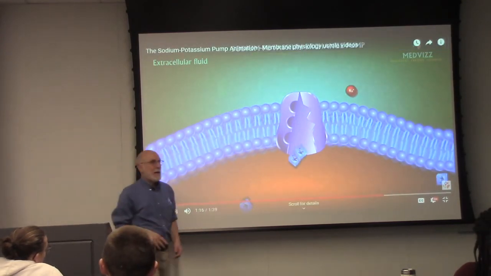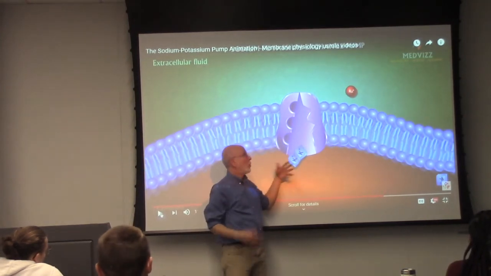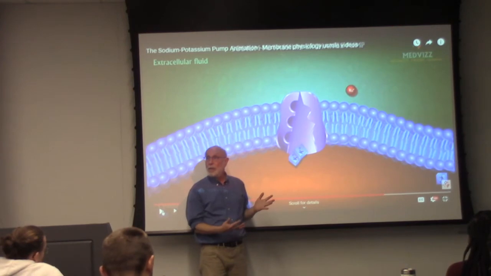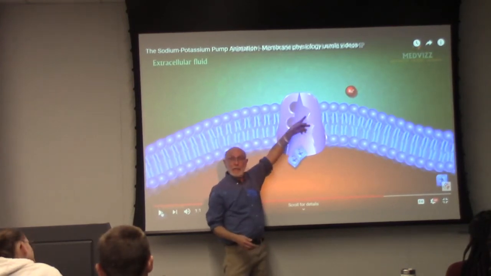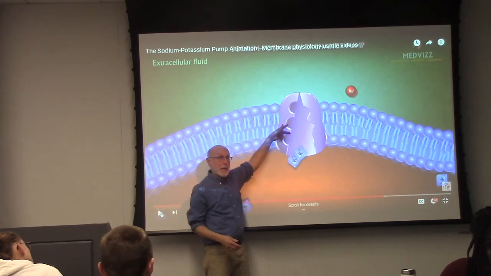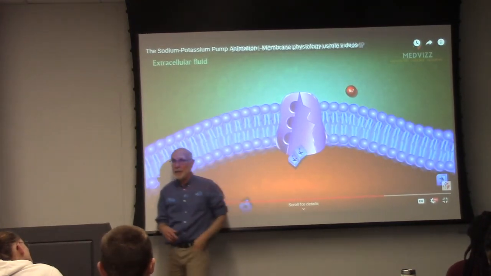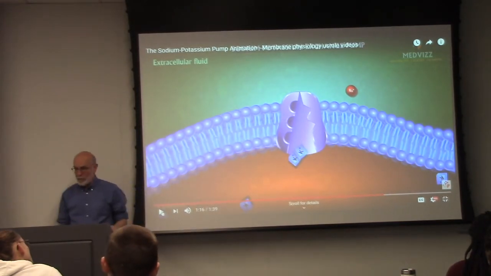Low affinity for potassium in this conformation. Potassium dissociates. We're now back to where we started, with low affinity potassium binding sites and high affinity sodium binding sites facing inward. And we can do the cycle again as long as there's ATP and sodium and potassium around.